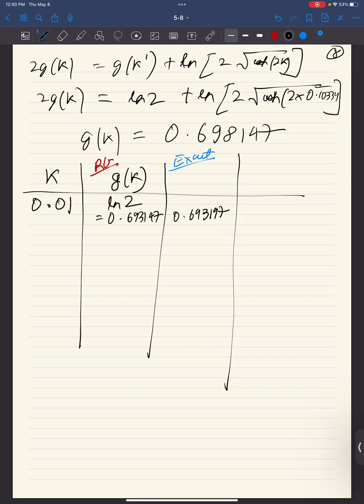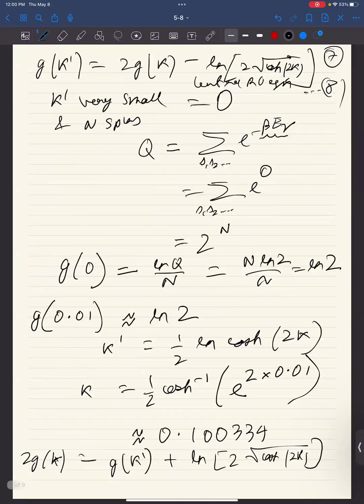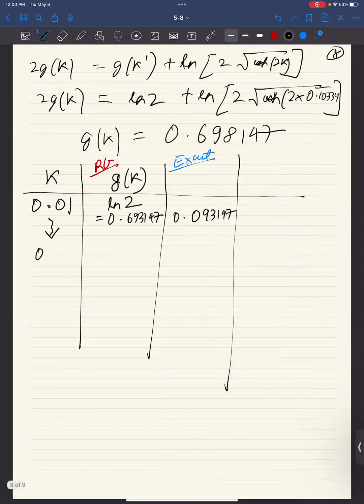Start to correct? No, I think it's... my handwriting is terrible. It's 0.093197. It's actually a bit off, right? I have to check that, but the idea is that when we go to the next value, when we use this value of K and put it in the central RG equation, we got another value of K, right? That another value of K was 0.100334. Let's call that approximately 1.